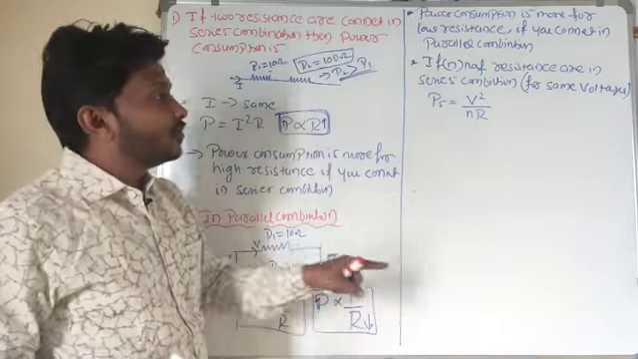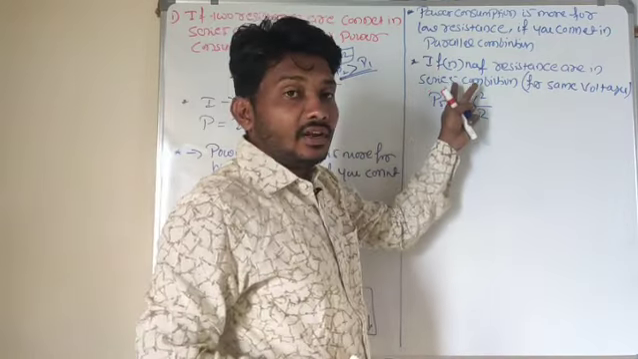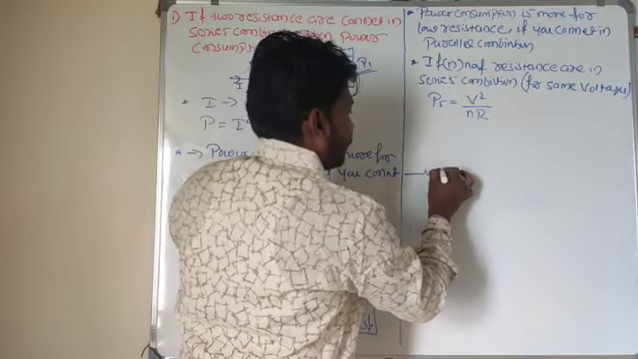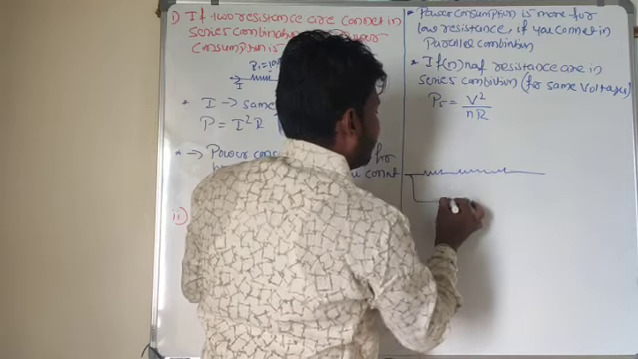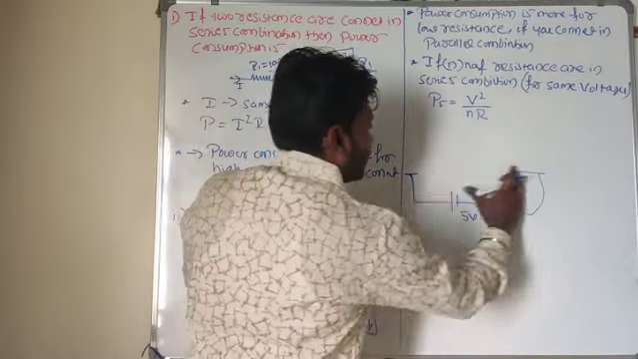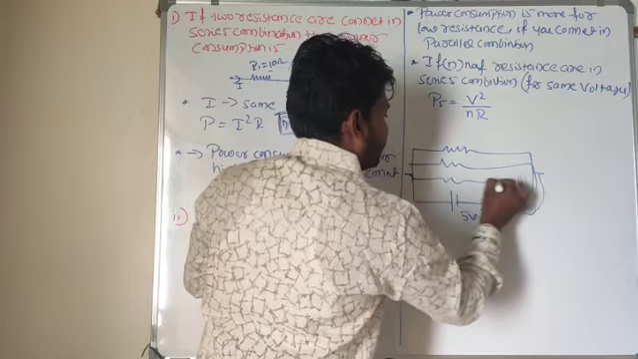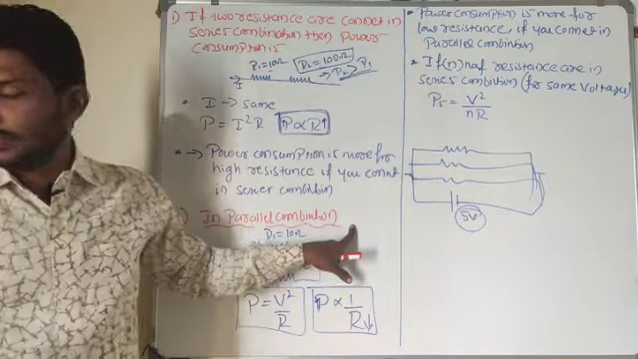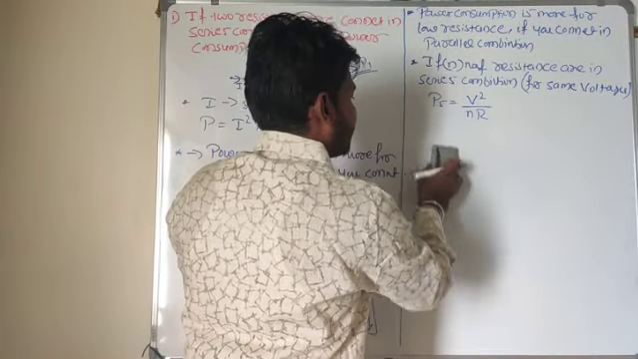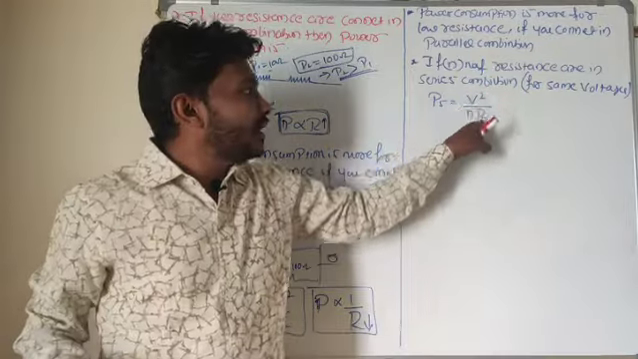Why have I taken this equation? Because first I will connect the n number of resistances in series combination, then I will connect them in parallel combination for the same voltage. Here, n number of resistances I will connect to a battery of 5 volt, or I will connect the same n number of resistances in parallel combination with the same battery. Here the potential difference is the same, so I will consider the equation P is equal to V square by R. First in series combination, P of S is equal to V square by n into R.